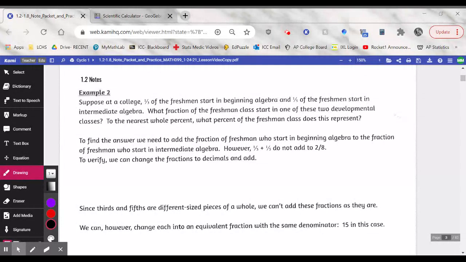So to find the answer, we need to add the fraction of freshmen who start in beginning algebra to the fraction of freshmen who start in intermediate. So we're combining these two fractions. But if we were to just take 1/3 plus 1/5, I'm going to show you why that is not just going to equal 2/8.